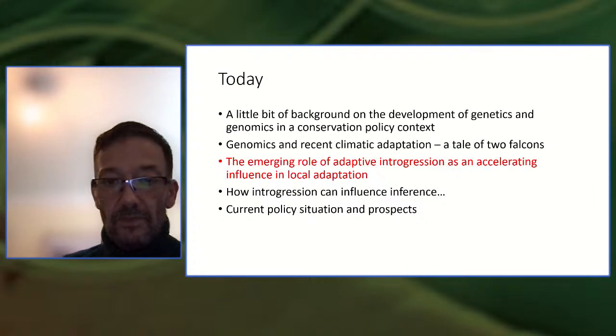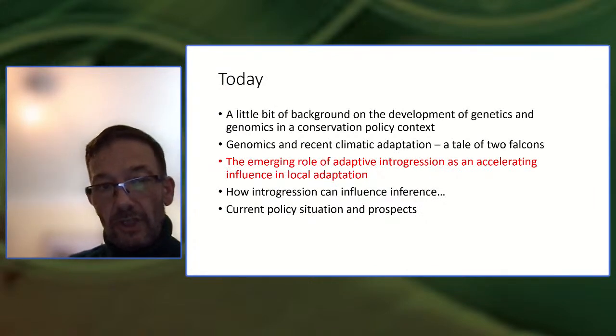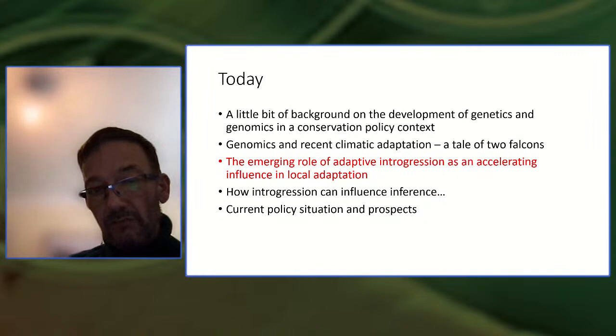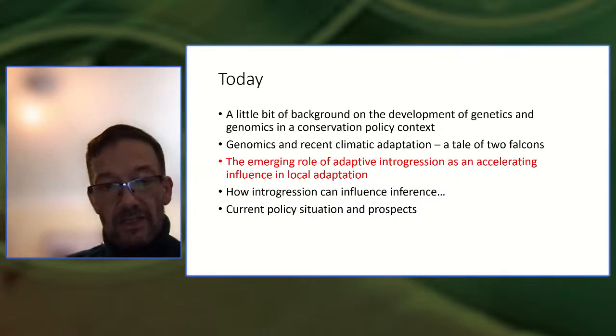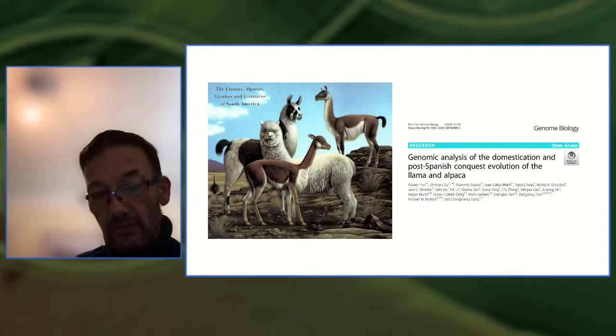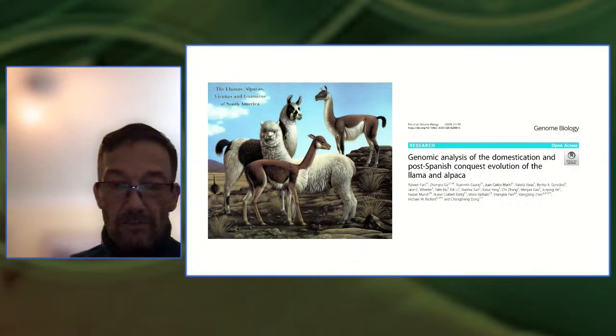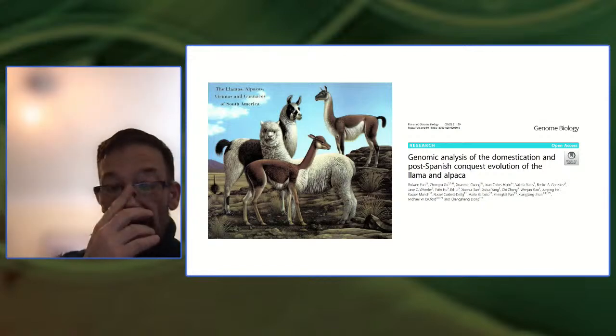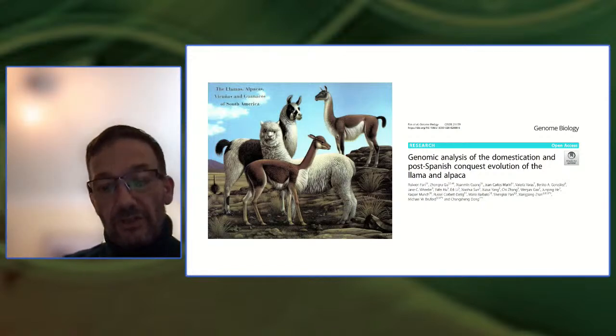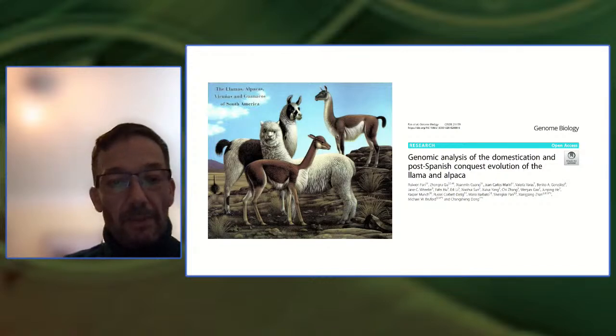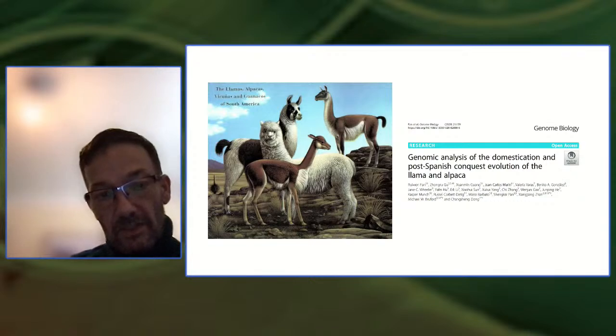Next slide, and I'm back on the introductory slide now, is about the emerging role of adaptive introgression as an accelerating influence in local adaptation. Next slide. And this study I'm going to illustrate with some work that we published last year on South American camelids. And these are some of the most interesting domesticated animals, in my opinion. This picture here, you can see two wild species and two domesticated species.